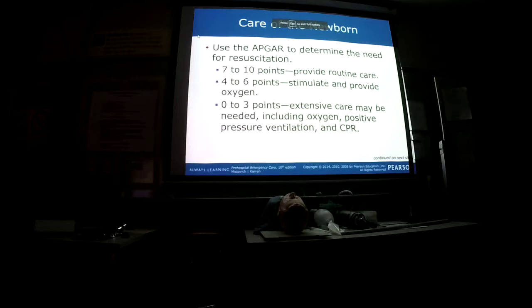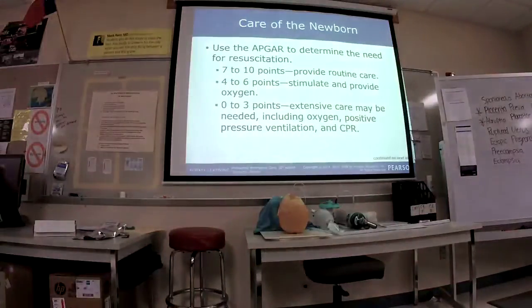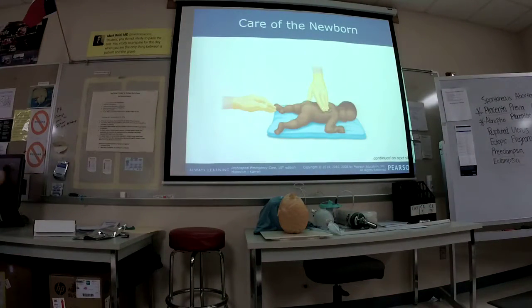Okay, so 7 to 10 points, you do the usual routine care, so that's a good score. 4 to 6 points, you may need to stimulate more, like the baby to cry. Sometimes you can rub their back or hit their foot, and that kind of stimulates them to cry and increase that flow of oxygen. 0 to 3 points, you may need to provide CPR, ventilate the infant, do chest compressions. So 7 to 10 points is what we're really looking for here. Like I said, if you rub the baby's back, this kind of stimulates them to cry, or hit the bottom of their foot.